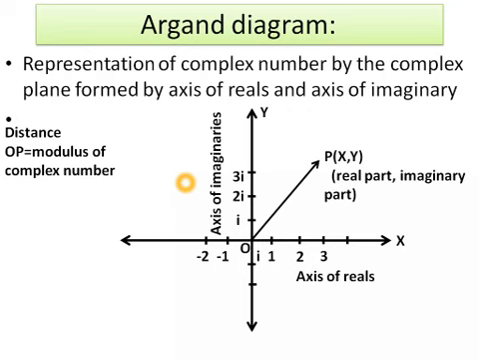So here the graphical representation of a complex number we have made with the help of the axis of reals along the x-axis and the axis of imaginaries along the y-axis. This is said to be an Argand diagram, and the plane formed by the real axis and imaginary axis is said to be the complex plane. Here the arbitrary point P is at some distance with respect to the common origin O, and in the case of a complex number we call that distance the modulus of the complex number.